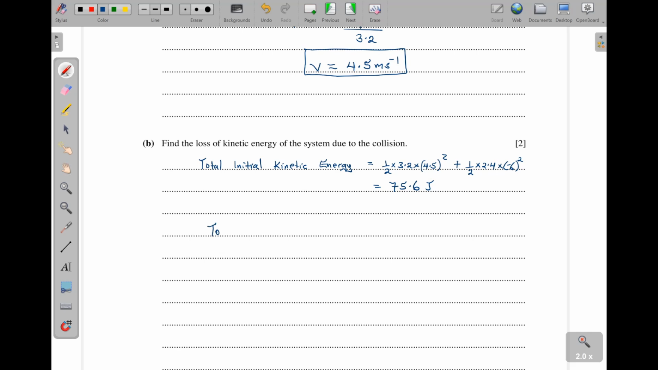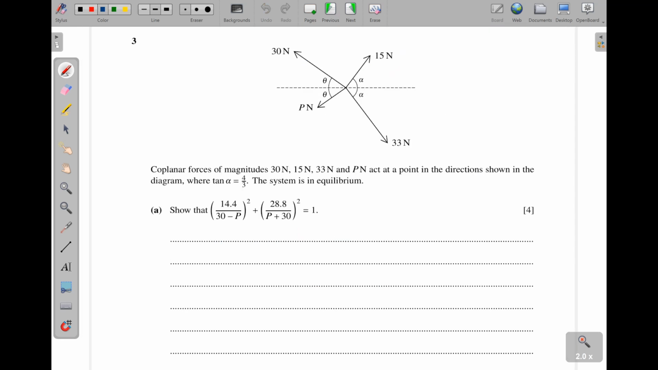Then after that, we are supposed to find the total final kinetic energy. Of course, since they were brought to rest, we just have that as 0. And that means the total loss in kinetic energy shall be equal to 75.6 subtract 0. All the kinetic energy they had, in other words, disappears on collision because they come to rest. So that is 75.6.